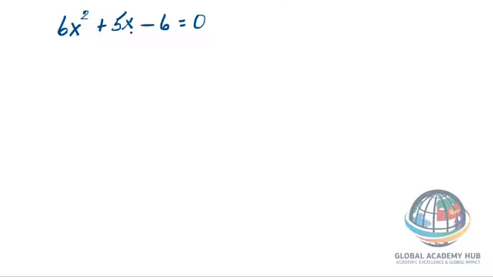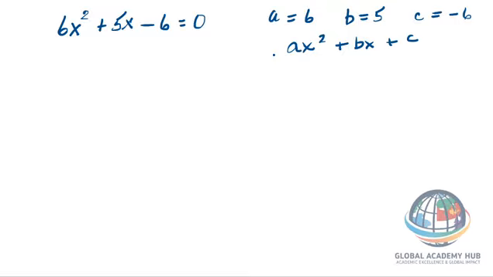Factorize and solve this problem. Let's first take note of what we have. In this problem, A is equal to 6 and B is equal to 5. C is equal to minus 6. And of course, I'm getting this all from the form ax squared plus bx plus c.